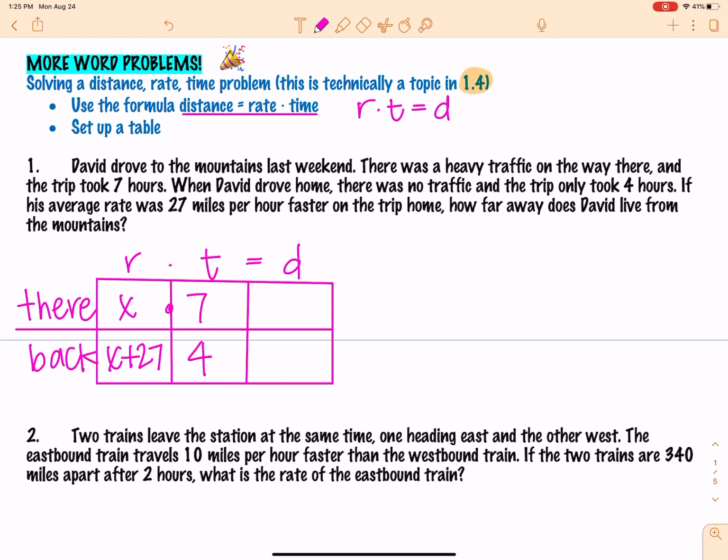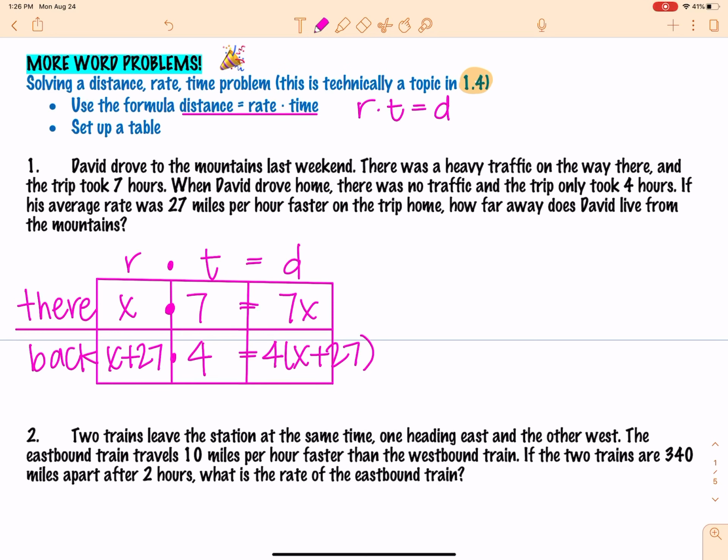And it follows the formula. So it's x times 7 equals, and you just put 7x. You just multiply across according to the formula on top. So x plus 27 times 4 equals, you just can put 4 times x plus 27. So once you fill in the distance column, you're always going to ask yourself, how do these two distances relate to each other? Okay, so how do they relate to each other?